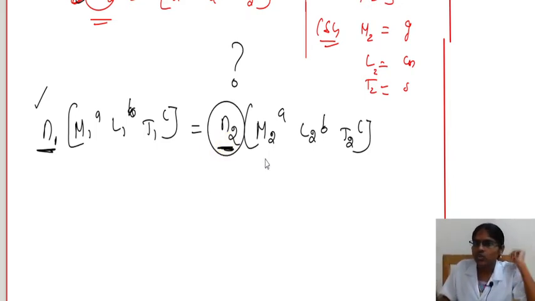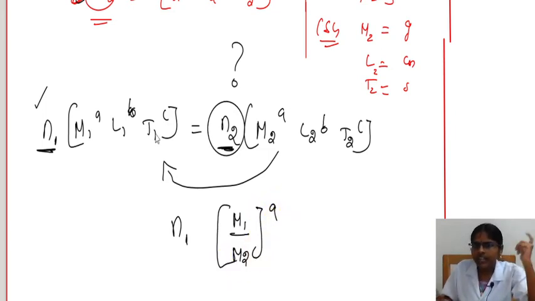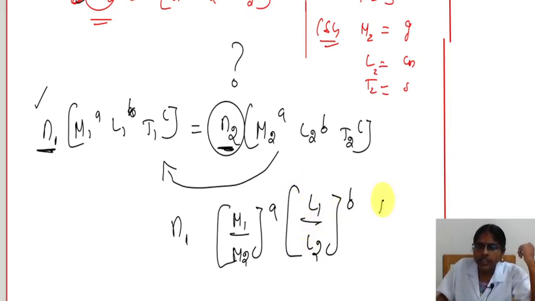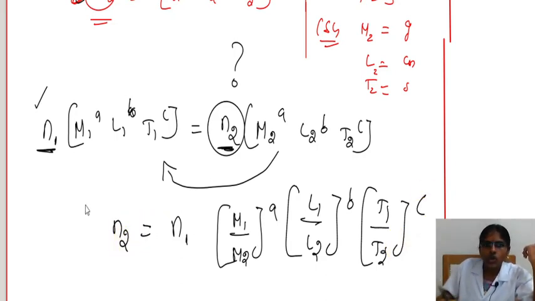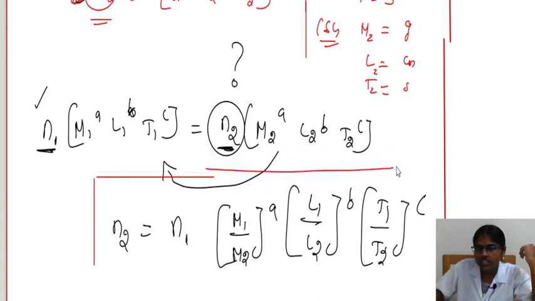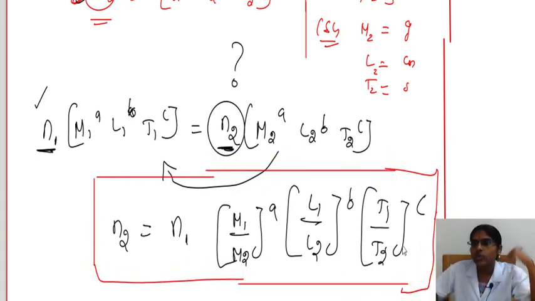So how to find N2? Take all this dimension to this side. So you will get M1 by M2 whole power A. Am I correct? Because both are having the same powers. So I can write it like this: L1 by L2 power B, T1 by T2 power C. So what is this? I am finding N2. So that's it. This is the general formula. So this is the formula to find or to convert any system of unit to another system.